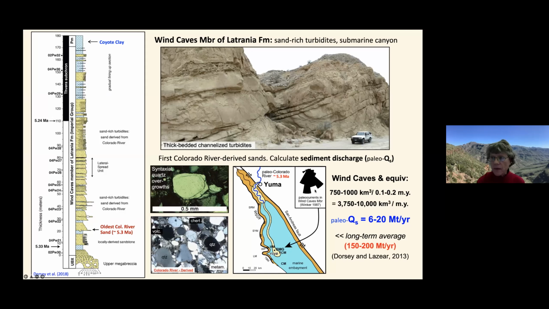And then we can use the dimensions and age range of the Wind Caves member to estimate its discharge averaged over 100 to 200,000 years. And we get a discharge rate of about 6 to 20 megatons per year, which is a nice average for many typical rivers, but it's actually much, much less than the long-term geologic average of 150 to 200 megatons per year, which we worked out in a prior study.